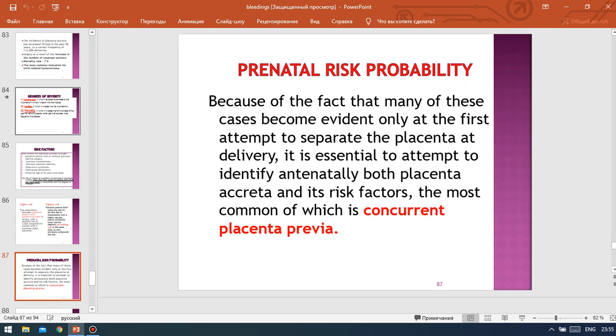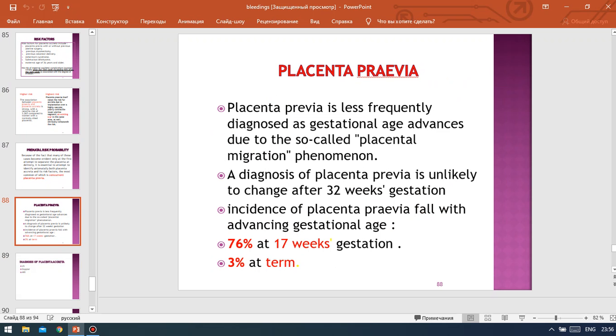Prenatal risk probability. Because many of these cases become evident only at the first attempt to separate the placenta at delivery, it is essential to attempt to identify antenatally both placenta accreta and its risk factors, the most common of which is concurrent placenta previa.